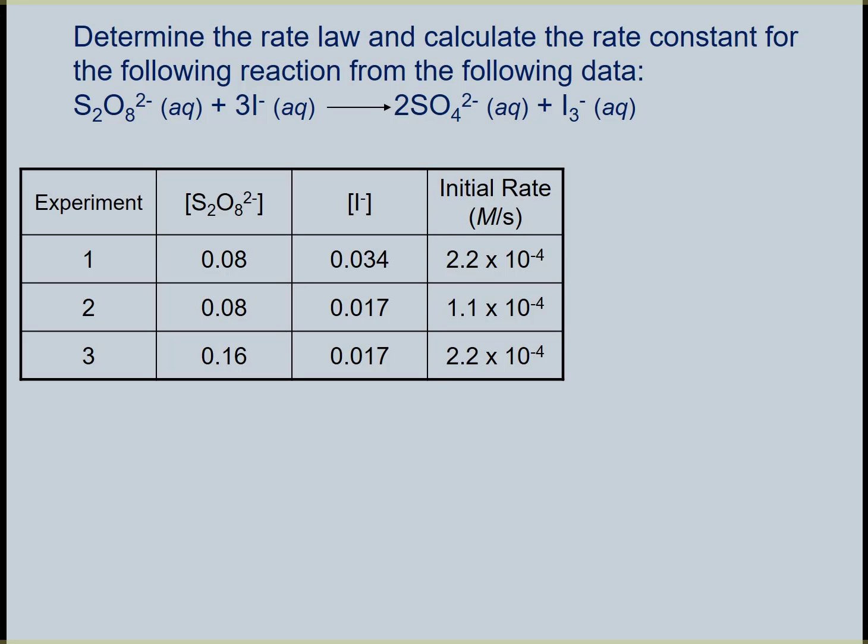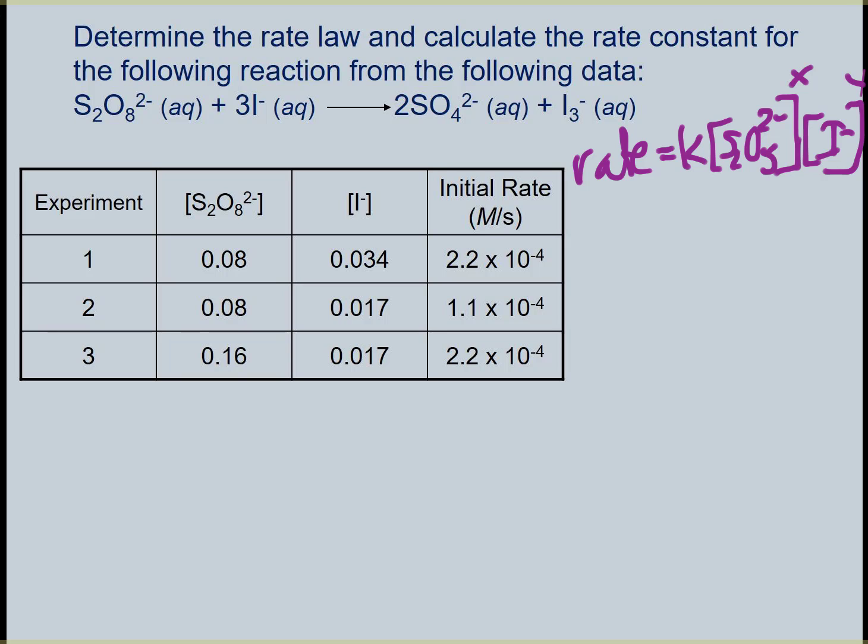Let's try this one. Determine the rate law and calculate the rate constant for the following reaction. Remember, you can't write a rate law just from the balanced reaction. I have to look at the experimental data. It will have this form though. Rate is equal to K times the first ion raised to the X and the second ion raised to the Y.